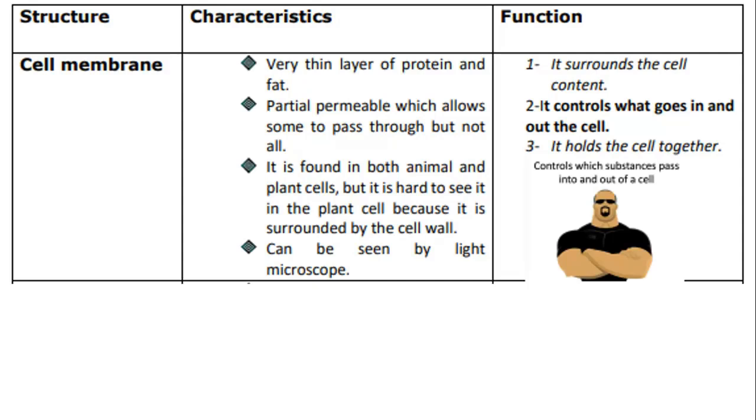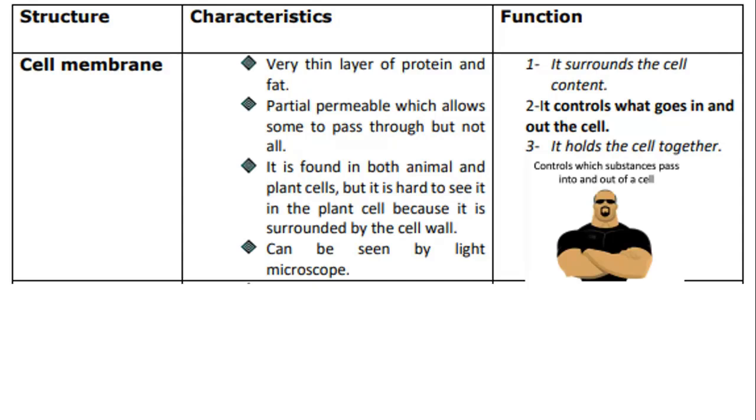It is found in both plant and animal cells, because some of you get confused since it's not well seen in the plant cell due to the presence of the cell wall. So you think that it's only in animal cell. Actually, no. Cell membranes are in both types of cells, plant and animal cells. Also, it can be seen by the light microscope because simply it's the border of the cell. So when you see the cell stopping, this is the border of the cell.